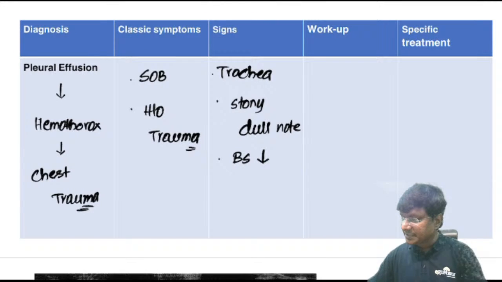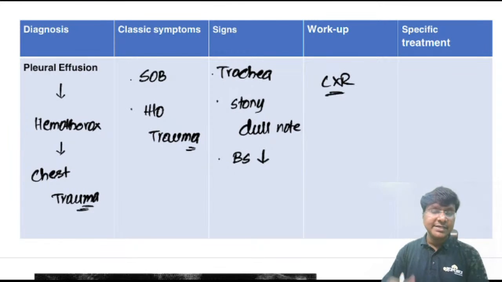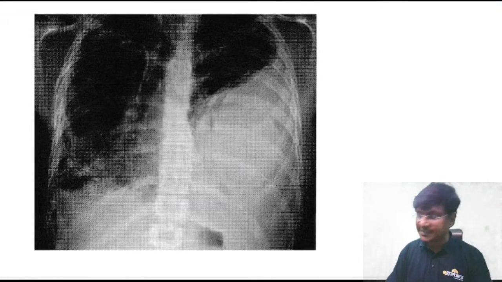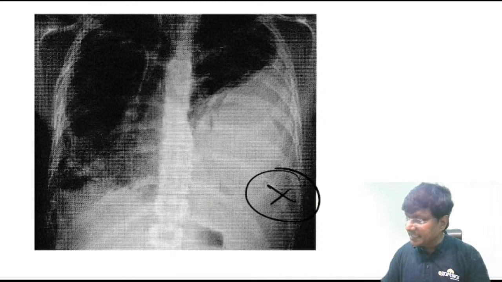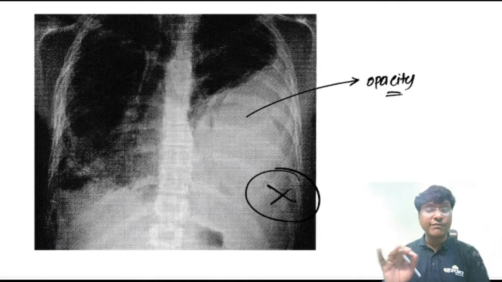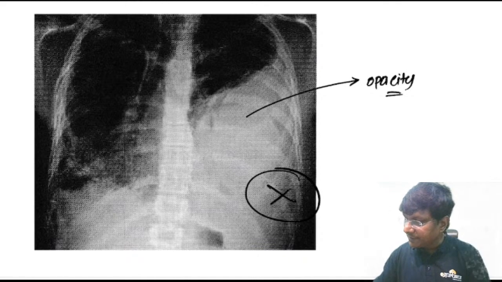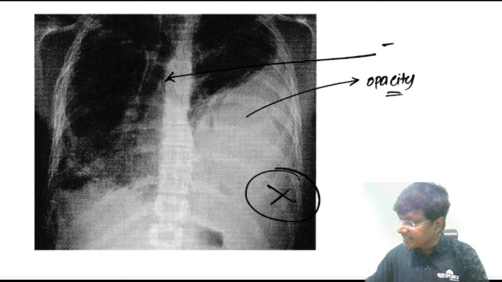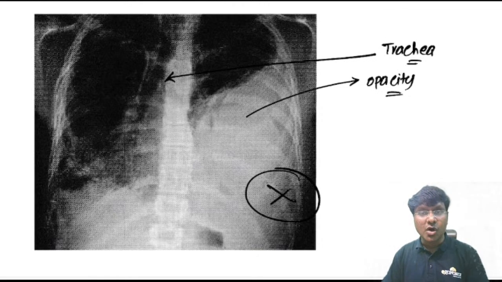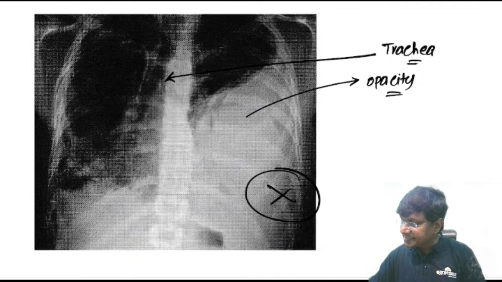And how do you do the workup? The workup is done by chest X-ray. And what does the chest X-ray show? This will be the chest X-ray in a case of pleural effusion or even hemothorax. First and foremost, there will be blunting of the costophrenic angle, and you will have the presence of a homogeneous opacity. If you observe the trachea, it is shifted to the opposite side. And you also have the presence of a curve, and this particular curve is the S-shaped curve.